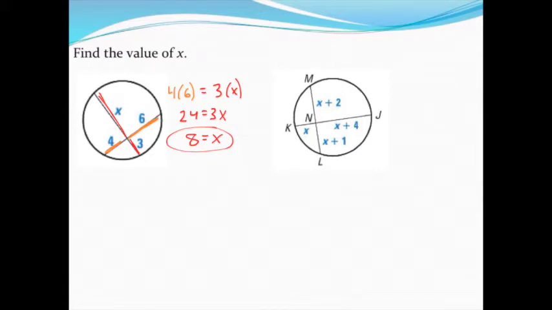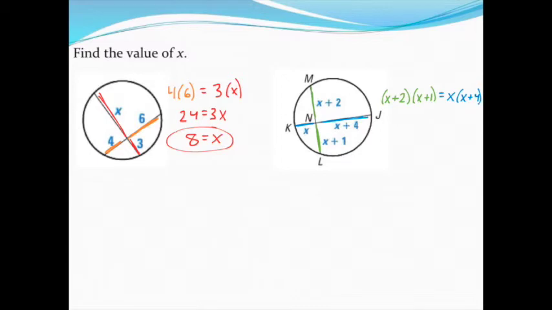We can try a little more complicated example over here to the right. However, the same idea still holds. The product of these two pieces, the two pieces of the same chord, is going to be equal to the product of the other two pieces. So I'm going to use parentheses to make sure that x plus 2 times x plus 1 is multiplied correctly. I need to use parentheses around those two term pieces. That product is going to be equal to the product of the other two pieces multiplied together. So x times x plus 4.